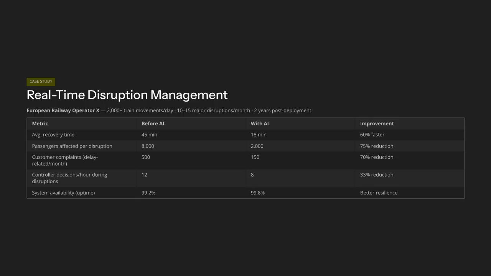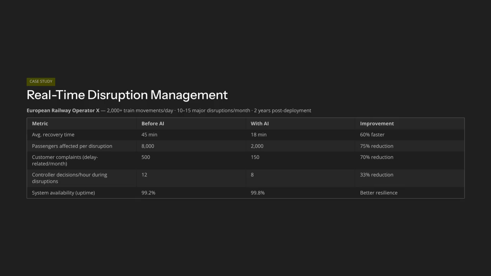Fifth, the controller interface. And this one deserves particular attention. The interface was deliberately simple: current disruption and affected services, top three recommended actions, each with predicted outcomes clearly displayed, and a manual override, always visible, always accessible. The controller could implement a different action at any point. That wasn't an afterthought, it was a design principle.